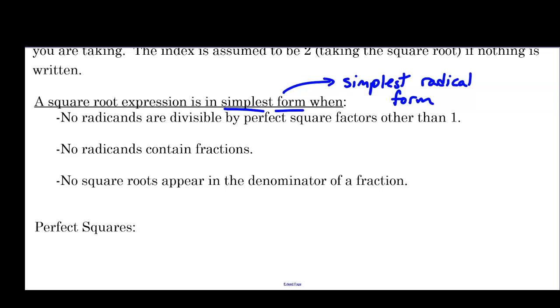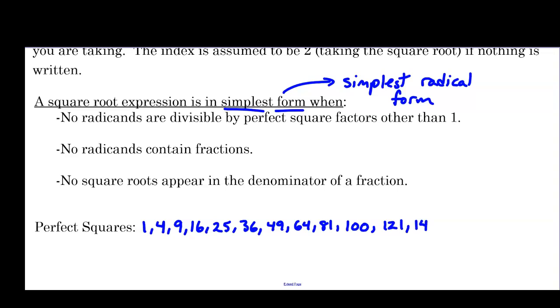Factoring with perfect square factors is going to be key in simplifying a square root expression, so it would be helpful to have a list of perfect squares to reference. So let's write the first 15 perfect squares. We'll start with 1, then we have 4, 9, 16, 25, 36, 49, 64, 81, 100, 121, 144, 169, 196, and 225.